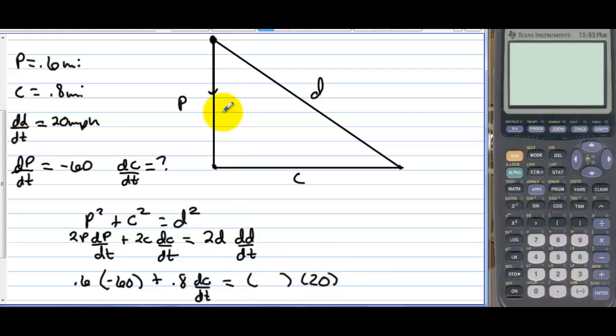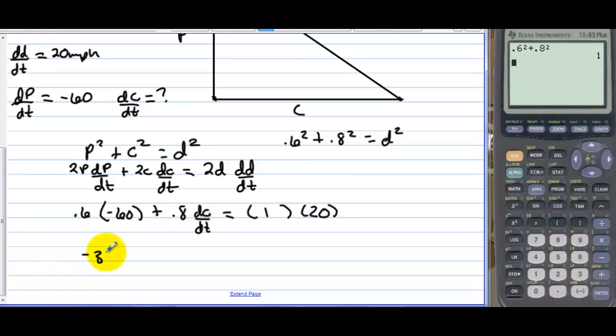Well, we can find d because we know what p and c are. We have p squared, which is 0.6 squared, plus c, which is 0.8 squared, is equal to d squared. We have 0.6 squared plus 0.8 squared, and we need that value, which is 1, and the square root of 1 is 1. So d is 1.